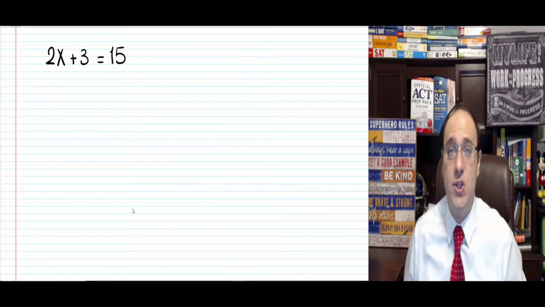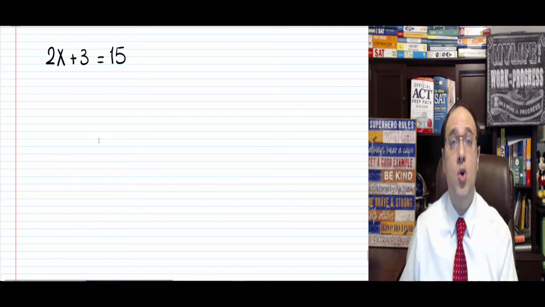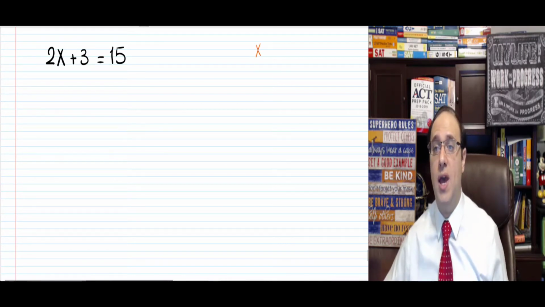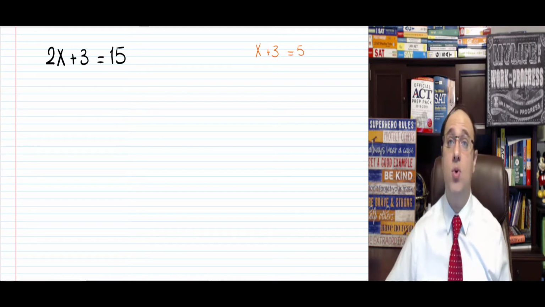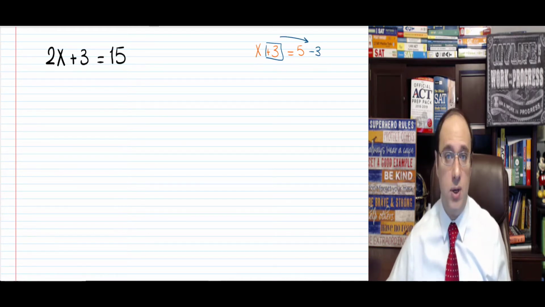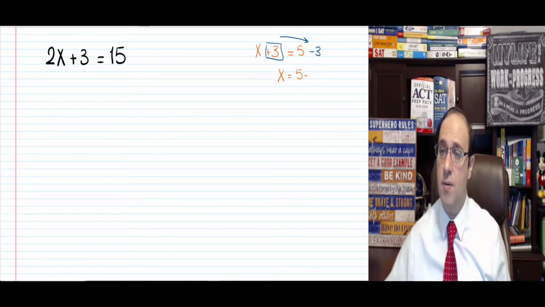Let's answer this question together. Before we do, let's revise really quickly. We learned together before how to answer a question like this. x plus 3 equals 5. We said we would simply move the plus 3 to the other side of the equal sign as minus 3, leaving me with x equals 5 minus 3, which equals 2.